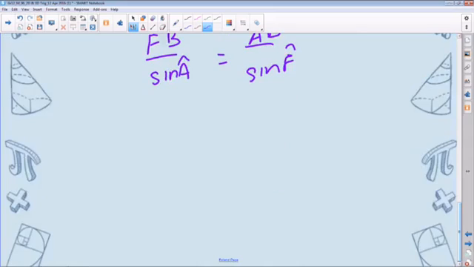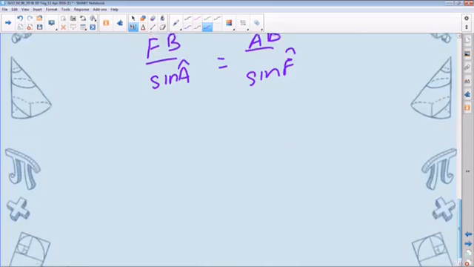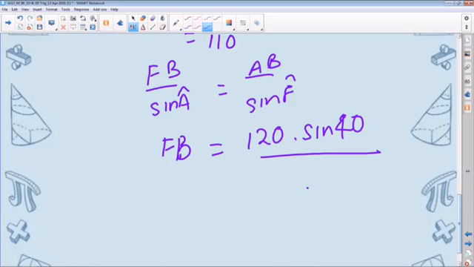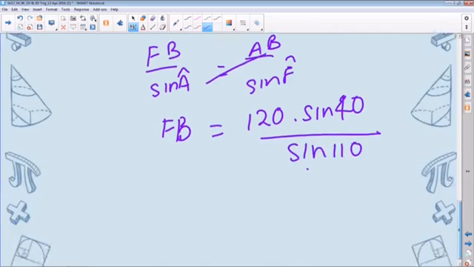All right, what am I looking for? I'm looking for FB, so we can cross multiply and get that FB will be equal to AB, which we have the length of, which is 120, times sine of angle A, and we know that sine of angle A was 40 degrees, that's it, over sine of angle F, and F we worked out was 110 degrees. So I'm basically just cross multiplying there and getting FB by itself.